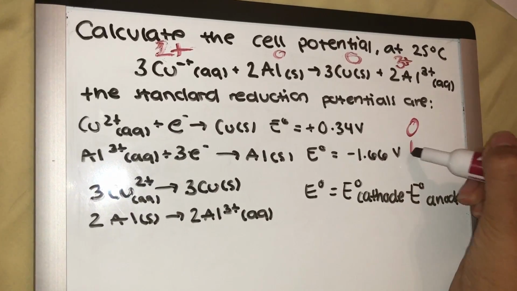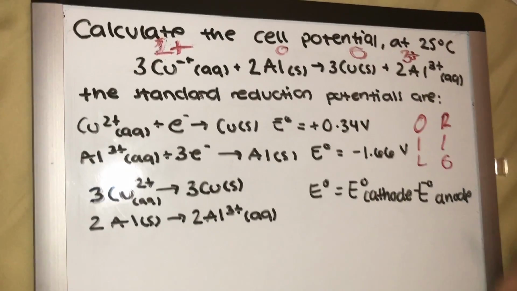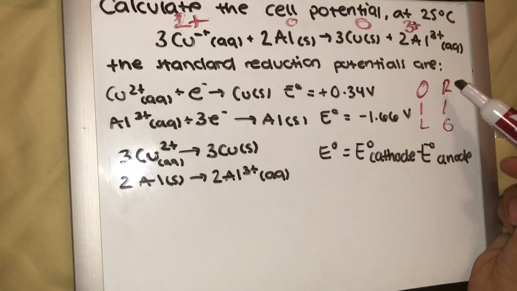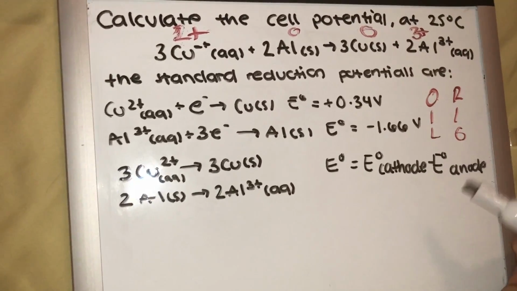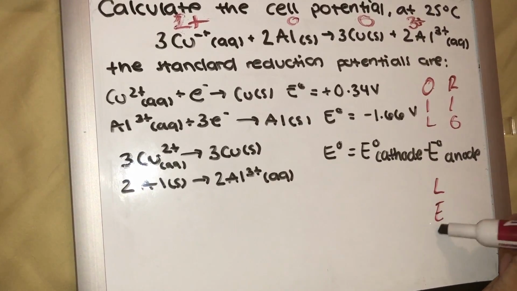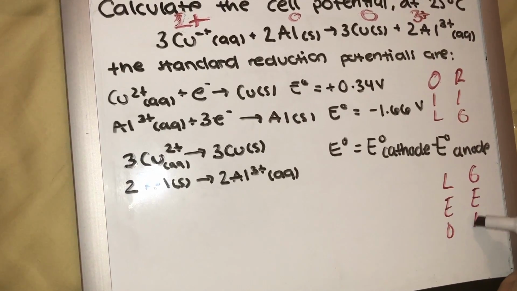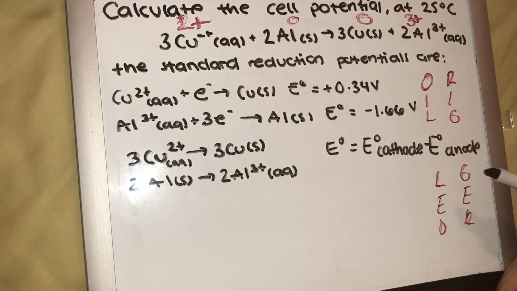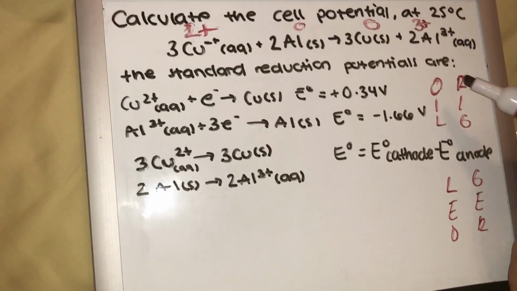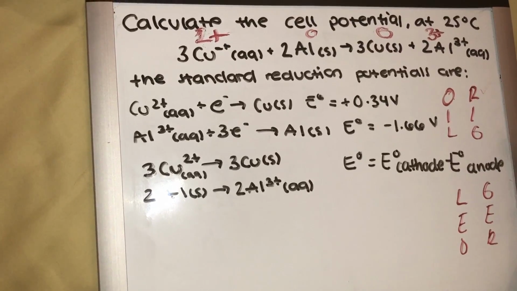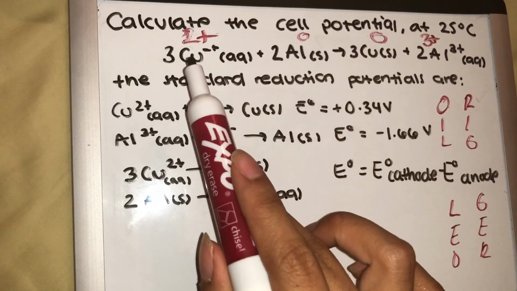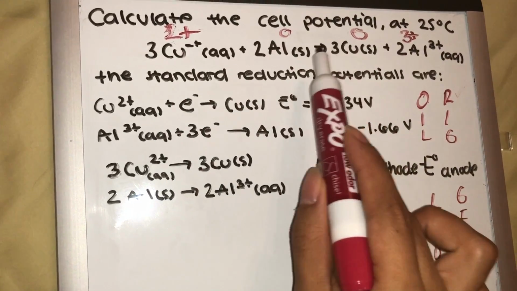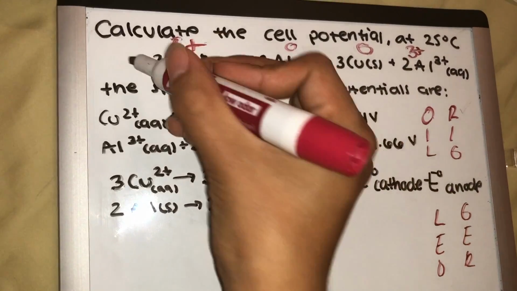And I usually use OIL RIG, which is oxidation is losing electrons and reduction is gaining electrons. There's also LEO the lion goes GER, which is losing electrons is oxidation and gaining electrons is reduction. I personally like this one better. So in this case, it is gaining electrons, since it is becoming more negative, it's going to be reduced.